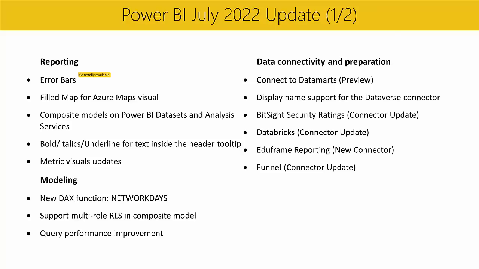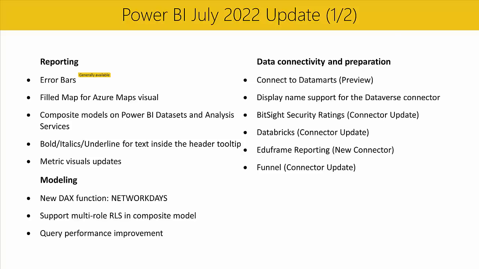Additionally, we've improved query performance to propagate RLS filters defined on import dimension tables to direct query tables using mashup connectors. Mashup connectors include Snowflake, Redshift, Databricks, and others.